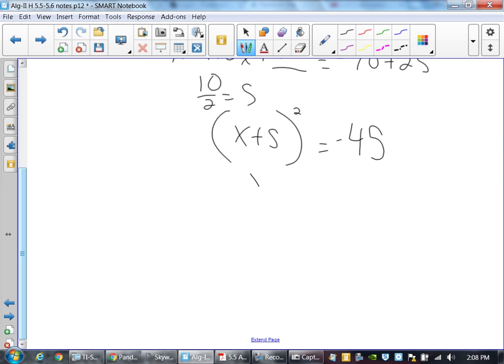When we square root it, we're going to get x equals negative 5 plus or minus 3i root 5. Now, can you combine integers and imaginaries? No, cannot. Treat it like a variable.